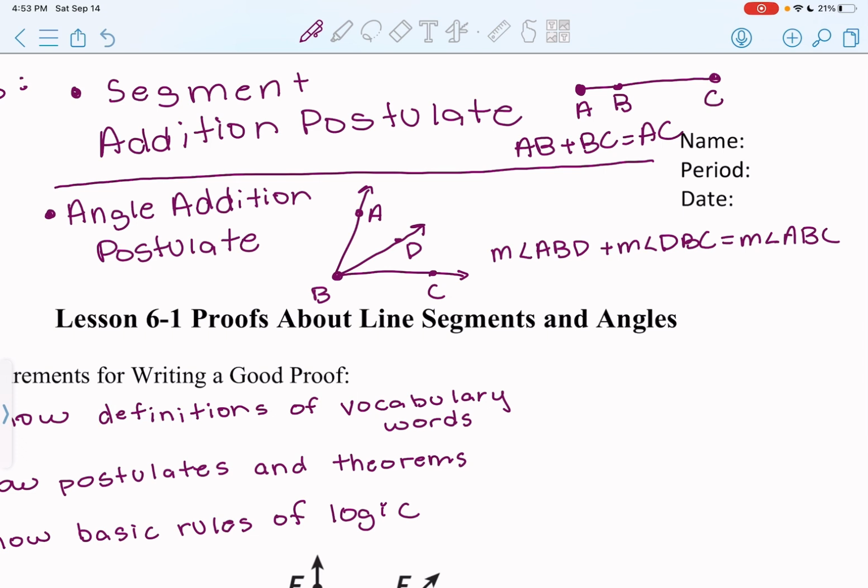Similarly, we also have the angle addition postulate that says that the measure of angle ABD plus the measure of angle DBC should equal the measure of the entire angle ABC. So once again, those pieces added together should equal the measure of the entire angle. Those are the only two postulates we know up until now, but we will make a list because as we go through this next chapter, we are definitely going to be introduced to more postulates and theorems.